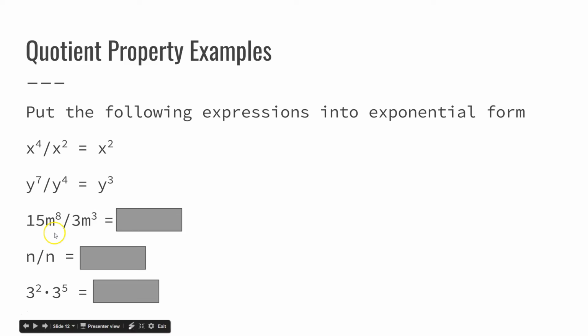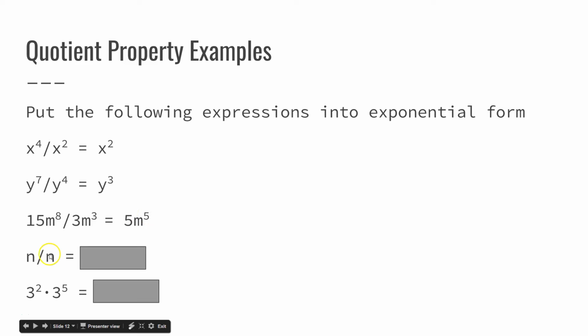In this expression, my common bases are my m's again. So I have 8 m's on the top being multiplied and 3 m's on the bottom being multiplied. So if we cancel those out, we get 5 of them. But remember, we have this 15 and the 3 in the front. You actually have to follow the rule there. Think, what is 15 divided by 3? You will get 5. So 15 divided by 3 is 5. M to the 8th divided by m to the 3rd is m to the 5th because I subtracted.